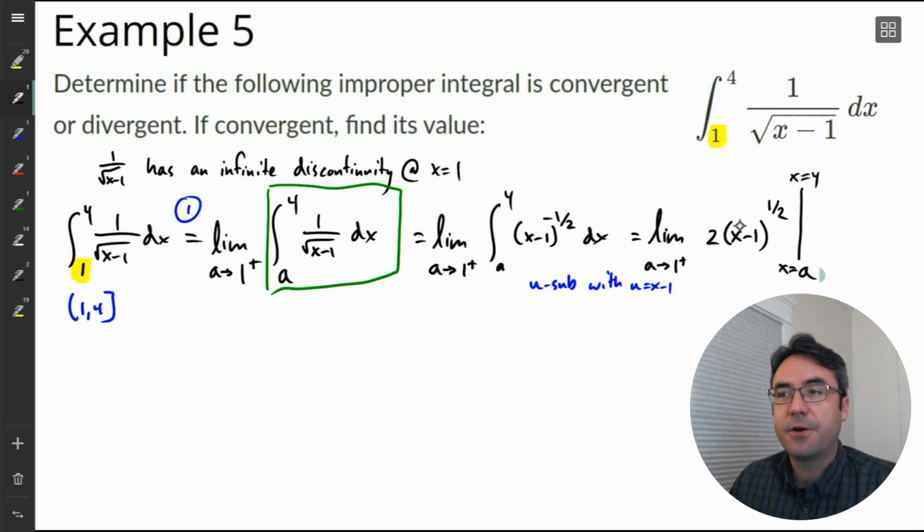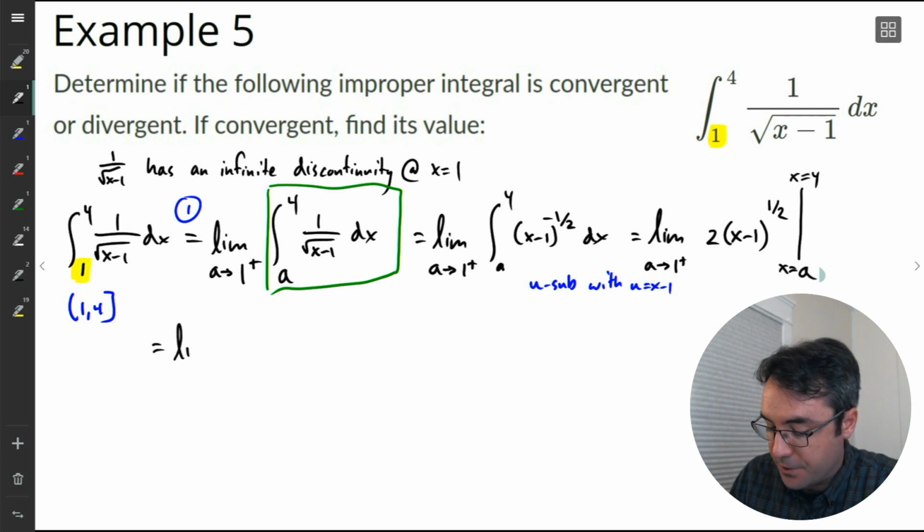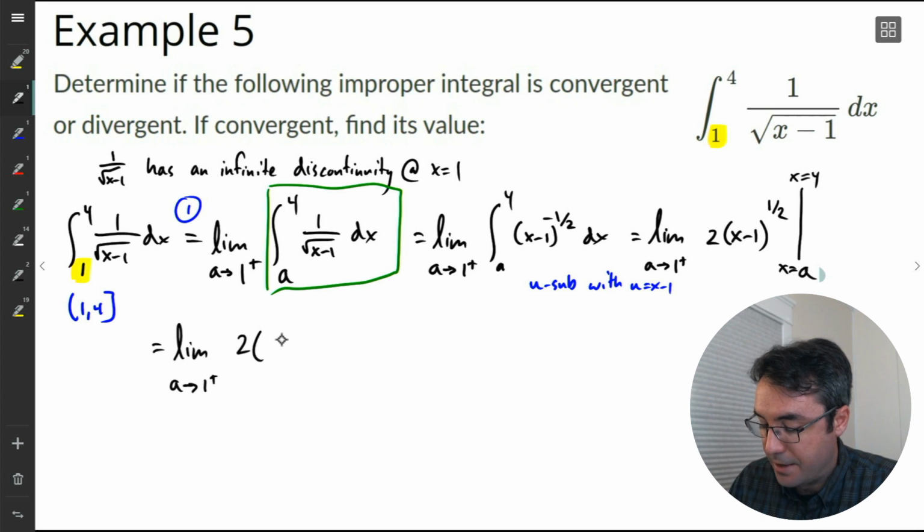All right, so we found our antiderivative. We're going to evaluate it. We still have this limit, so we're still writing this limit as a approaches 1 from the right. We're going to deal with that at the very end. So now we have our antiderivative. We plug in. So the top number goes in first. So we're going to have 4 minus 1 raised to the 1/2 power minus, lower bound goes in next, so a minus 1 raised to the 1/2 power.